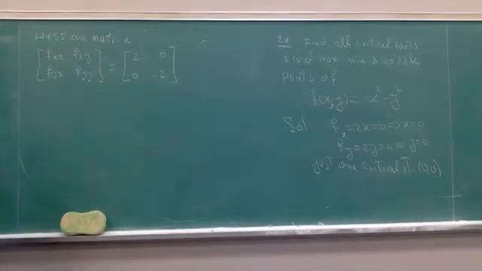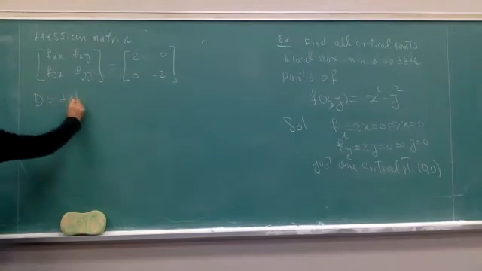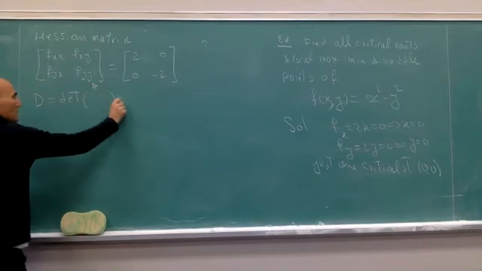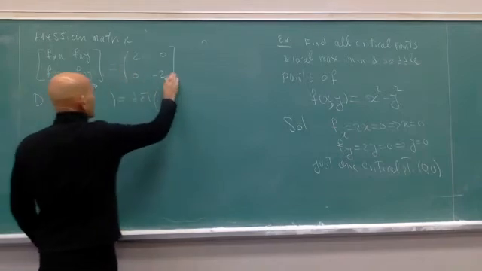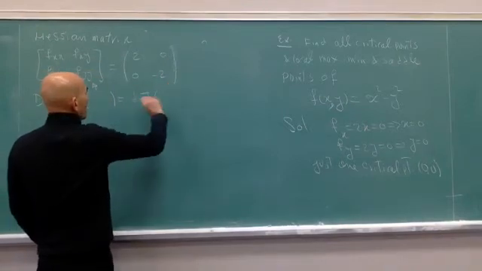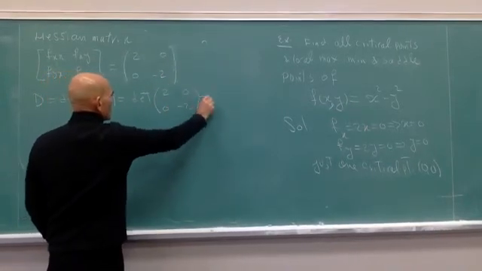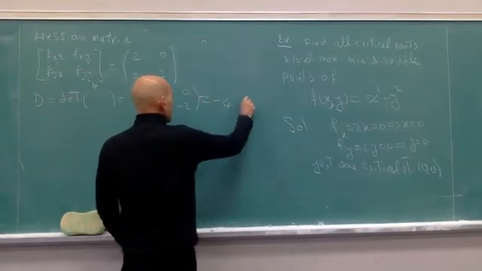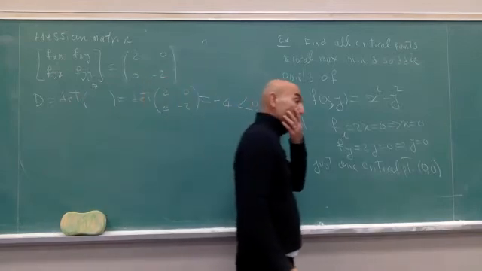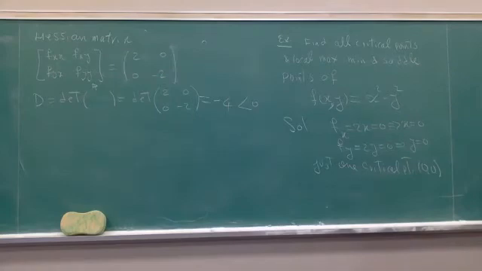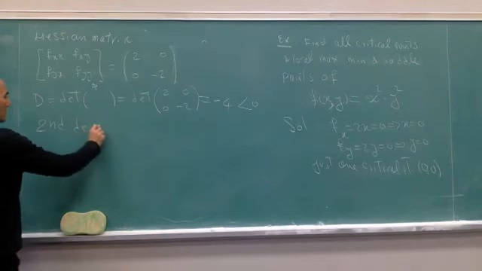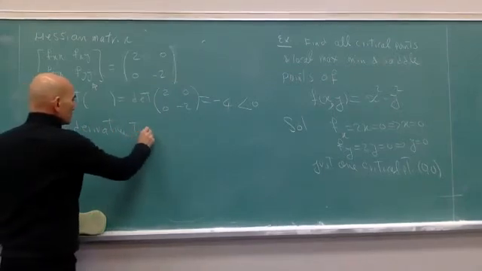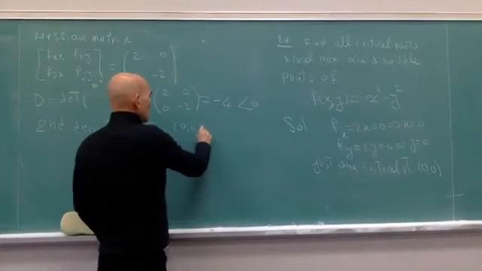And then what is D? D is the determinant of this matrix. Oh, I'm using different notation for matrices, I'm sorry. So let's put it in curly brackets, 2, 0, 0, -2, that's equal to -4. It's less than 0. So the second derivative test is telling us that this is a saddle point. So the second derivative test says 0, 0 is a saddle.